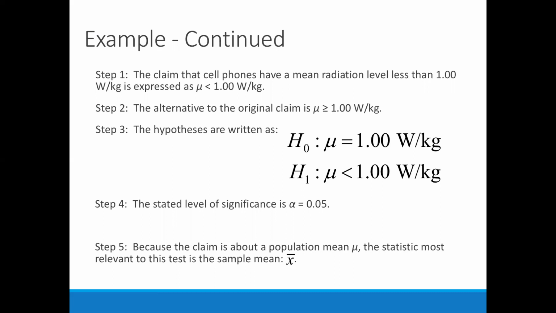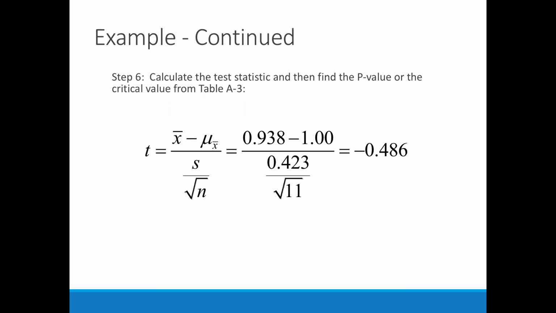Step 4 is to pick a level of significance. In this case, it was stated that it was 0.05. Step 5: because the claim is about a population mean, mu, the statistic most relevant to this test is the sample mean x bar. So calculate the test statistic and then find the p-value.